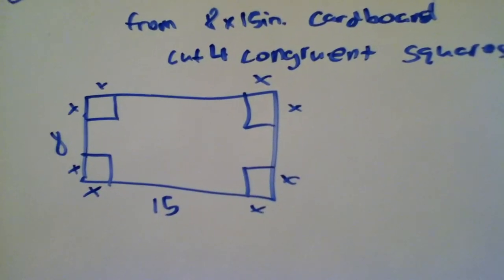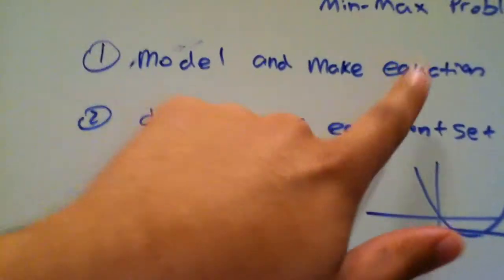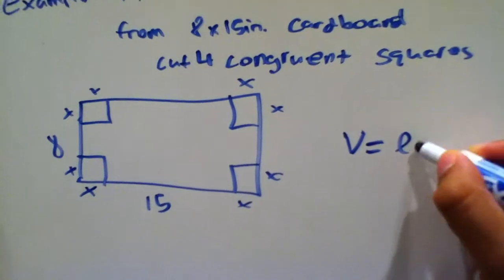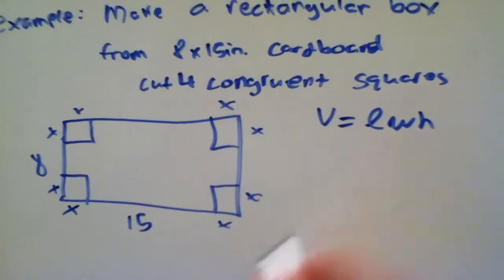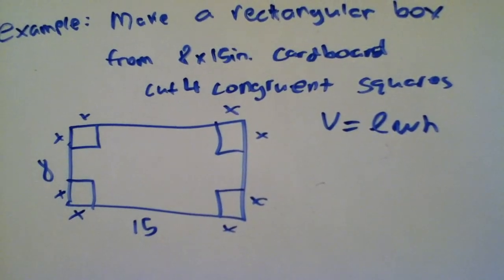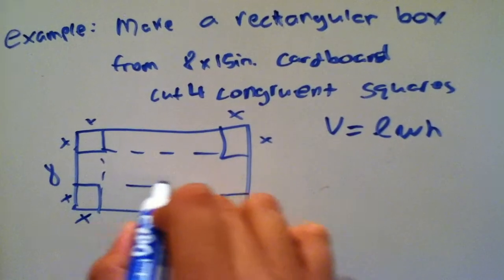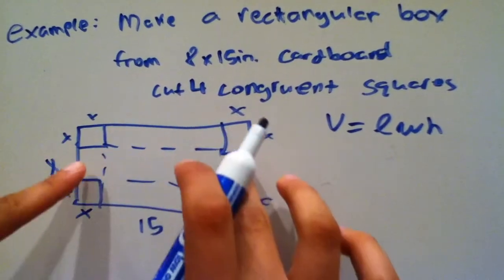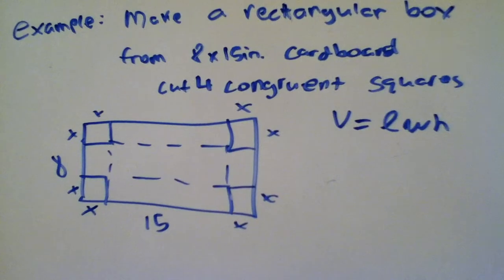And then you know that the volume, so now you have to make an equation. That's the first step, right? Making an equation. For the volume, you know that the volume formula is length times width times height. So volume is equal to length times width times height. Basically, you're making a box, and this is the base, and this is the height right here, if you want to visualize folding it up and making an open box.